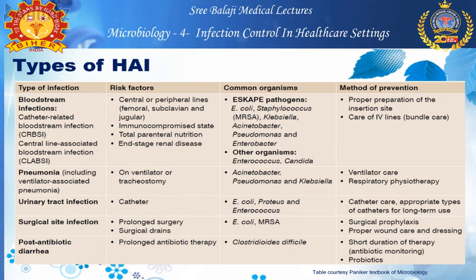The next topic is VAP, which is ventilator associated pneumonia. Here the top organisms causing it are Acinetobacter, Pseudomonas, and Klebsiella. And here the bundle care includes appropriate ventilator care and respiratory physiotherapy. And in case of CAUTI, the common organisms are nothing but E.